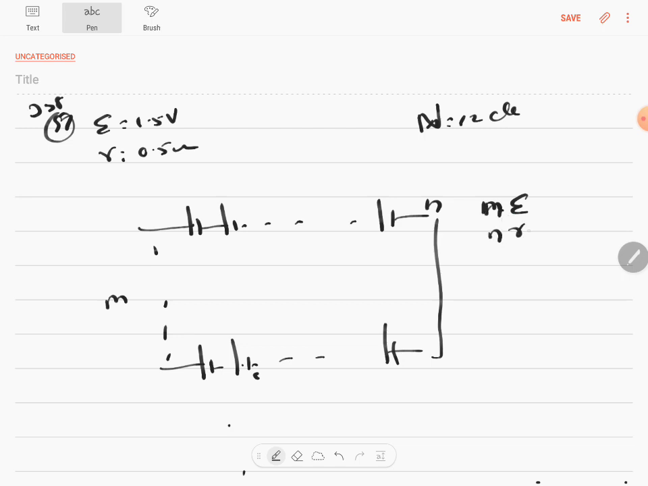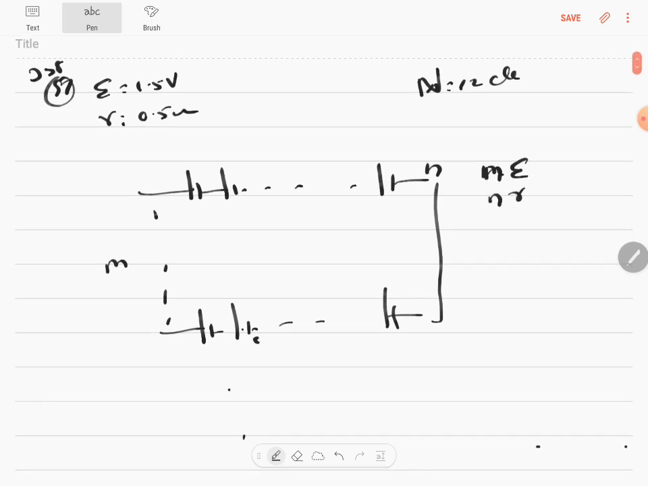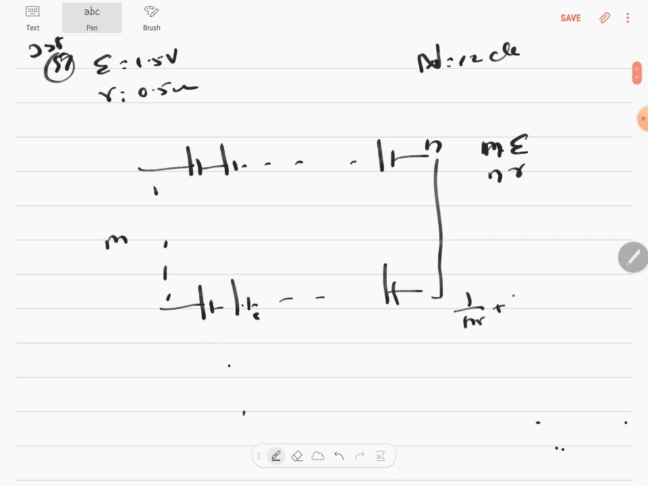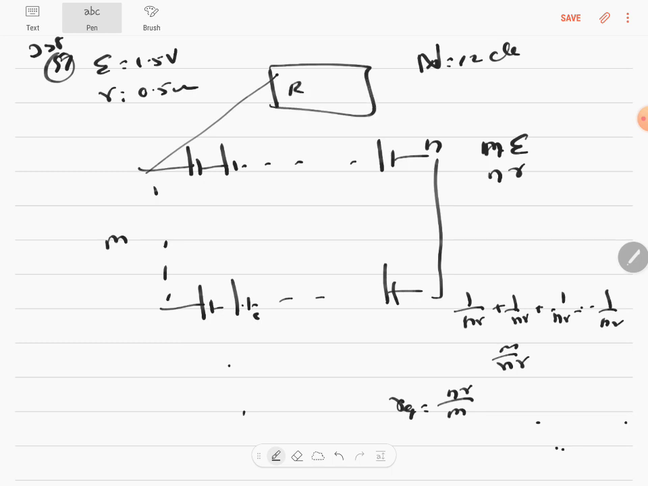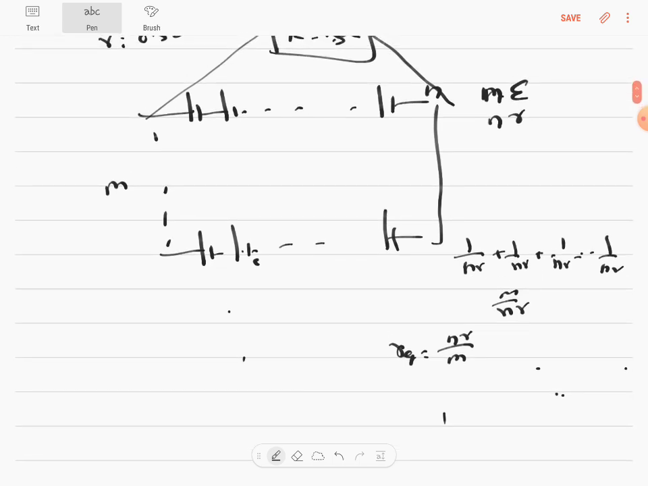will be n into r, the EMF and the resistance across one particular row, and this will become 1 by nr plus 1 by nr plus 1 by nr dot dot dot 1 by nr, which will become m by nr. So the equivalent internal resistance is nr by m. This whole setup is being connected to an external resistance of 1.5 ohms. Okay, so then calculate the value of n and m for which the combination would send out maximum current through the external resistor. The condition for the maximum current is the external resistor has to be equal to the equivalent internal resistance nr by m, which you already know.